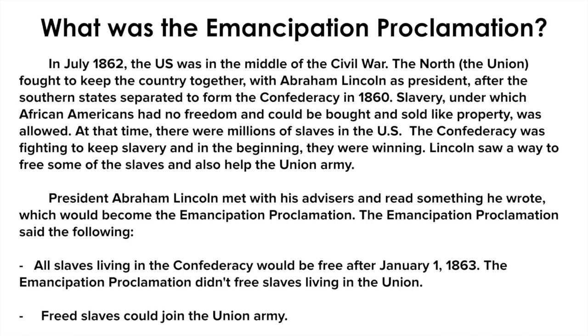Lincoln saw a way to free some of the slaves and also help the Union Army. President Lincoln met with his advisors and read something he wrote, which would eventually become the Emancipation Proclamation. It said the following: all slaves living in the Confederacy would be free after January 1st, 1863, and that freed slaves could join the Union Army.